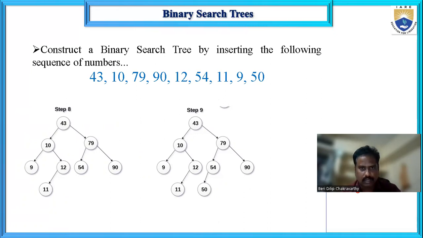Okay. So finally, for adding 50, first I'll check with 43. As 50 is greater than 43, I move to the right side. Then at 79, you will be comparing. As 50 is less than 79, I'll move to the left side. And again, I'm comparing 50 with 54. 50 is less than 54, so I'm making it a left child to 54. Okay. In this way, I'm inserting all the elements.